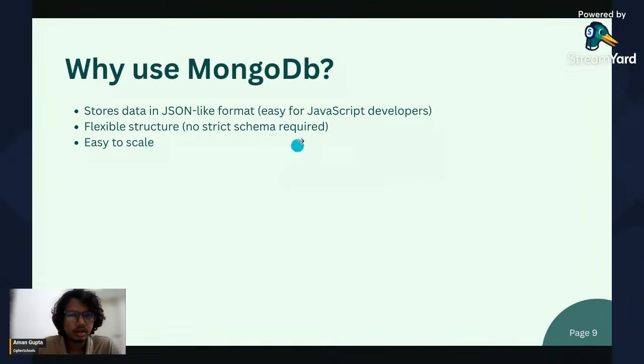Okay. Since it is in JSON format, it is very easy for JavaScript developers to work with it. Okay. Now JSON is a format which is very well supported in JavaScript. That is why whenever you see a MERN stack developer or a Node.js developer, they are very much bound to using MongoDB rather than sequential databases. Okay, because it is much easier just because MongoDB uses JSON.